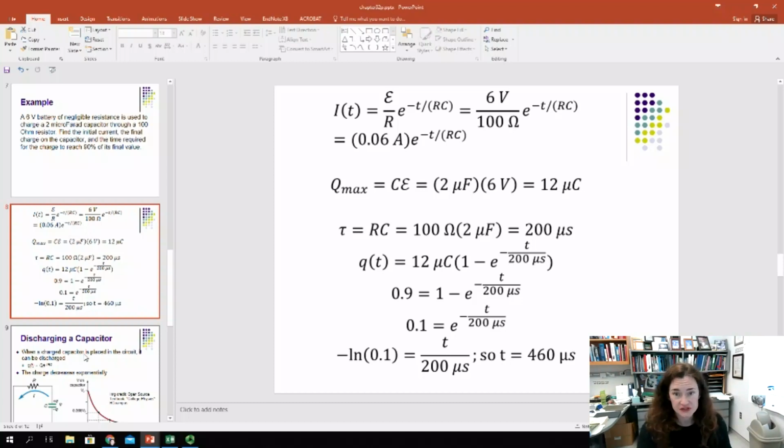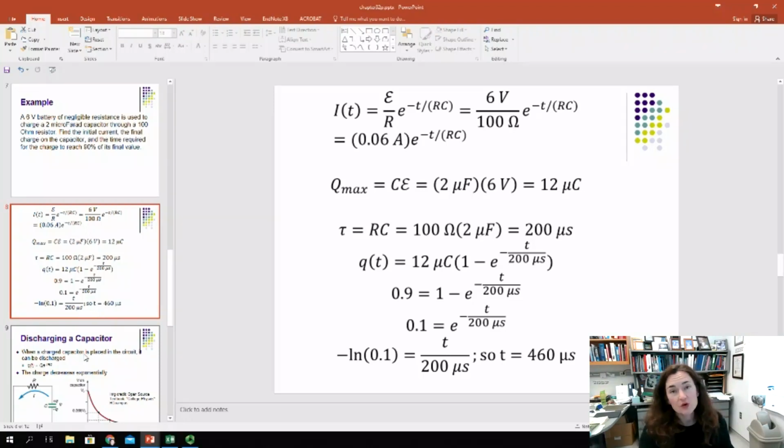Now, I find it useful to calculate the time constant here, even though the problem didn't explicitly ask us for it. Tau is equal to RC, which is 100 ohms times 2 microfarads, and that gives us a time constant of 200 microseconds for this RC circuit. I'm going to plug that in to our equation for the charge. Q of t, or the charge as a function of time, is going to be Q max times 1 minus e to the minus t over RC. Plugging in the values that we already have, 12 microcoulombs would be the max charge, that would multiply out front, times 1 minus e to the negative t over 200 microseconds, our time constant.